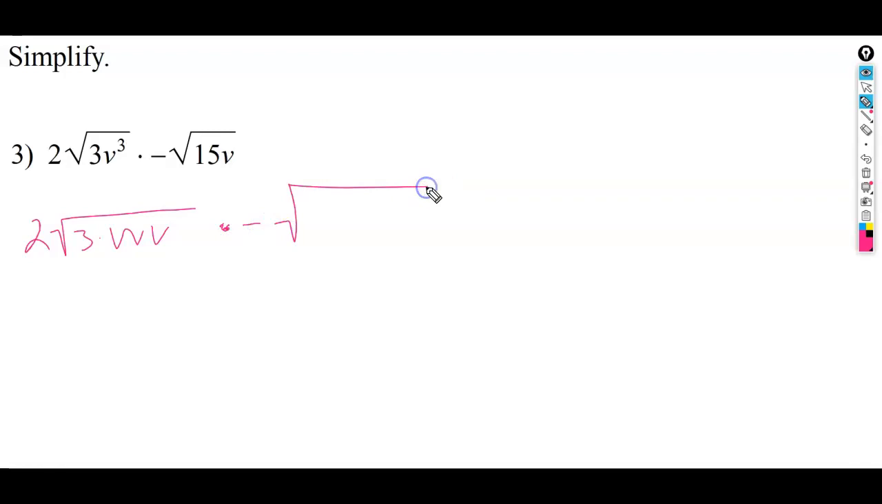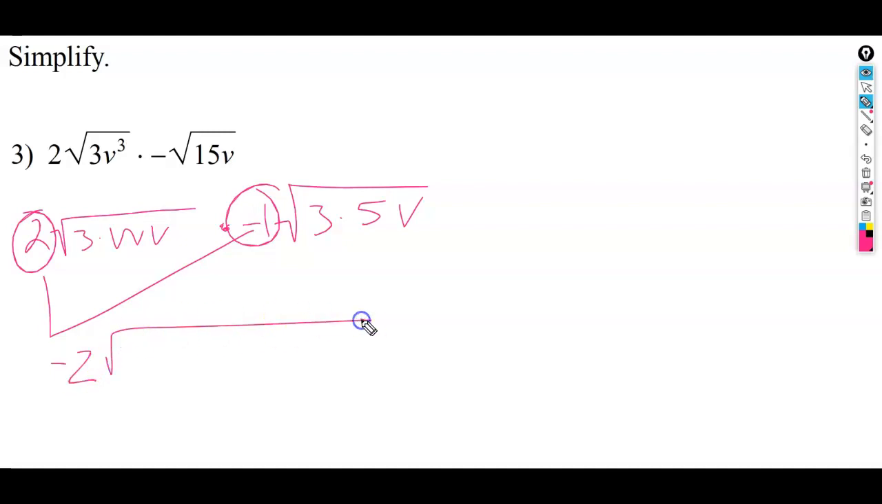Multiplication symbol there. And when you multiply square roots, the numbers that are on the outside, like the 2 and the -1, we're going to go ahead and multiply those together. So 2 times -1 is -2. And then the numbers on the inside, you can put all those together also.